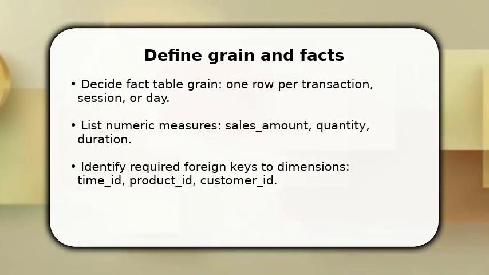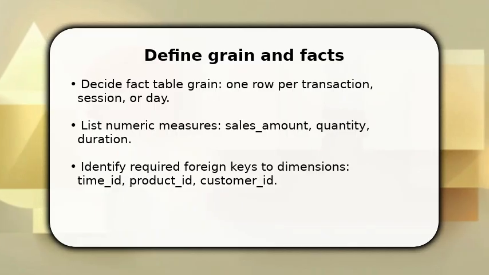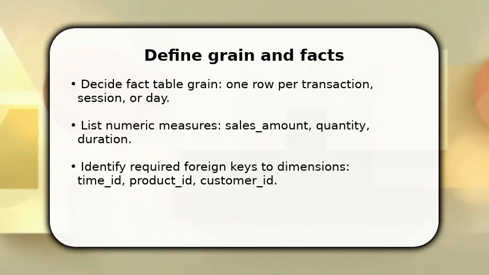Make sure to include the foreign key columns for time, product, customer, and any operational keys. This early clarity prevents late joins and aggregation errors. It also guides how many dimension tables you will create and what keys they must expose.